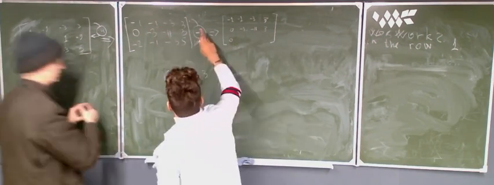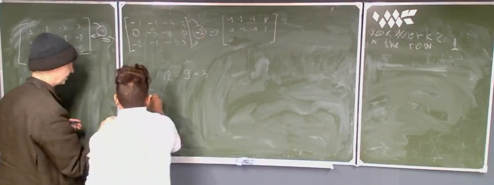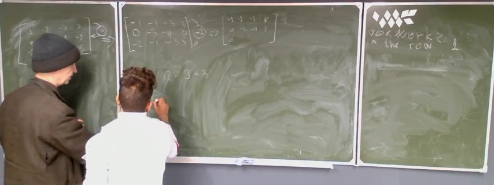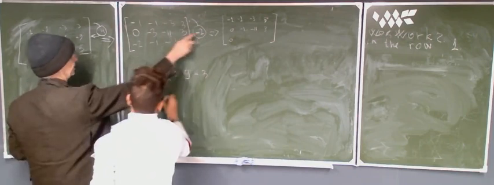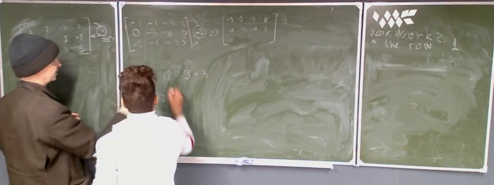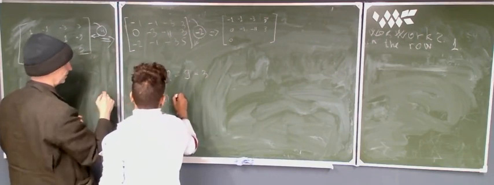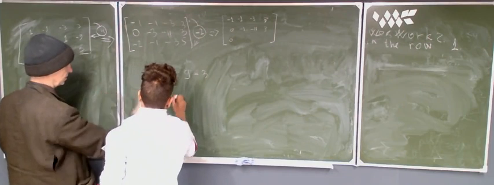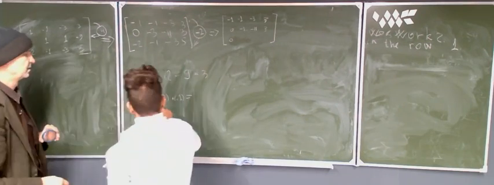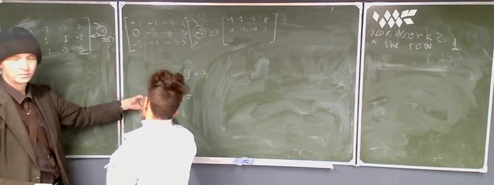Minus 1, 2. Minus 1 here. Multiply. Then this minus 2 in brackets. Then minus 3, plus minus 1. Zero. What is it? Minus 1 by minus 2.